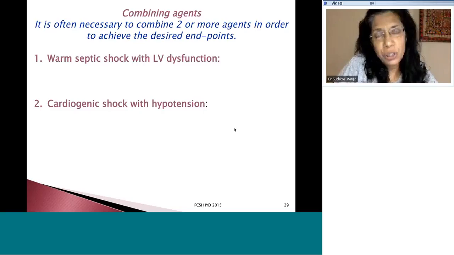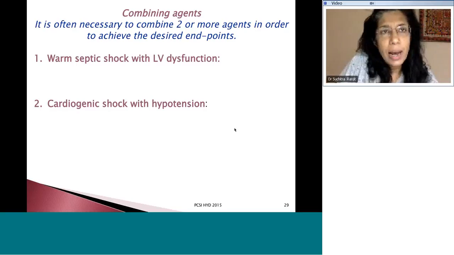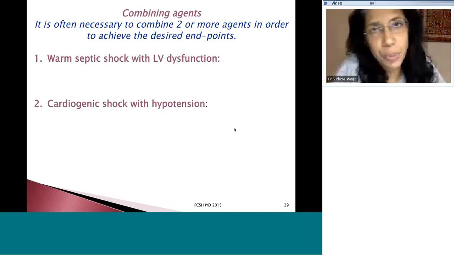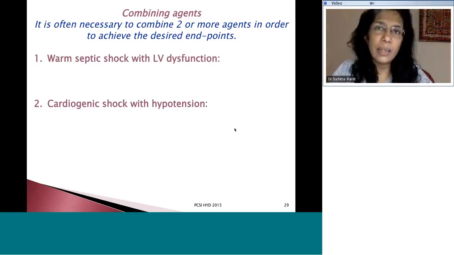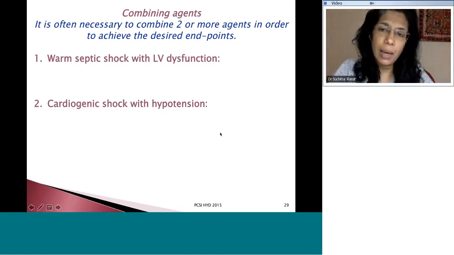So on one hand, you're worried that giving a vasopressor such as noradrenaline can worsen the afterload. But remember, coronary perfusion is very, very important. So always maintain the diastolic blood pressure and use a concomitant agent such as dobutamine, or even adrenaline at a lower dose with NORAD, which is a good choice. We'll come to this aspect again in more detail.